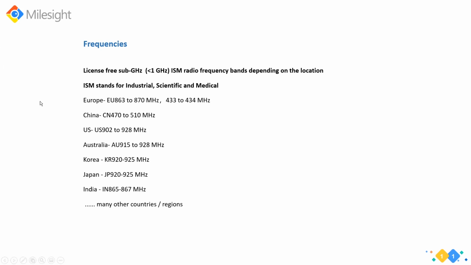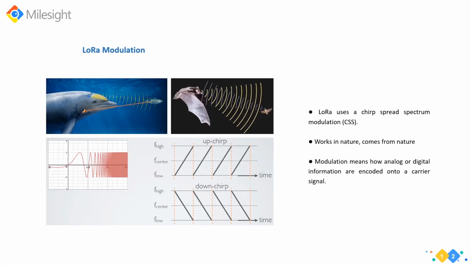You can find that in Europe it is 863 to 870 megahertz, and in China it is CN470 to 510 megahertz, and in Australia it is a little different from the frequencies in the United States. So we need to be mindful about that before placing our orders, okay?